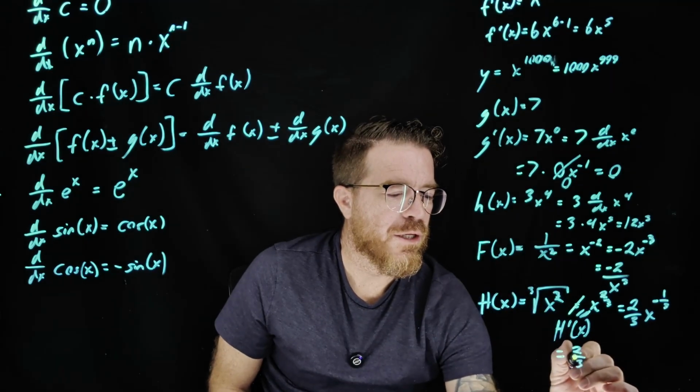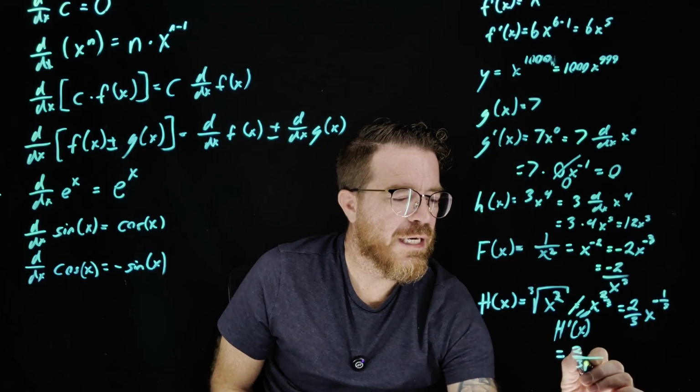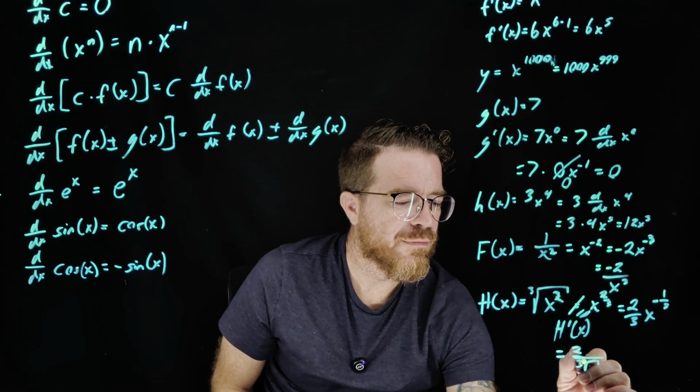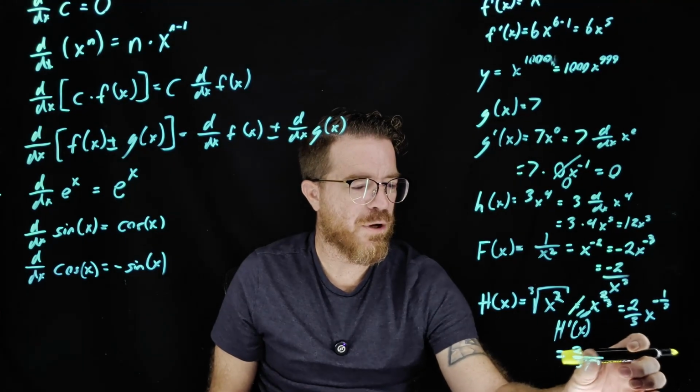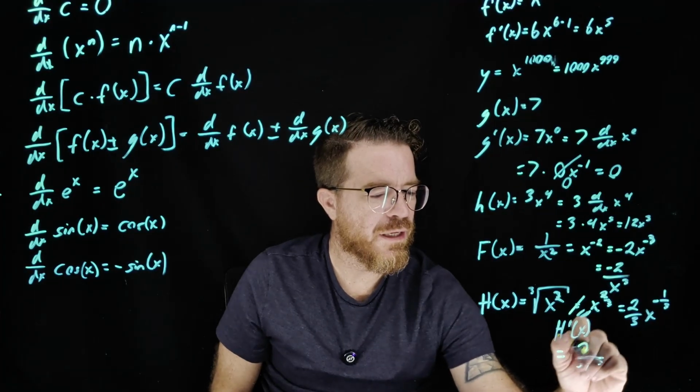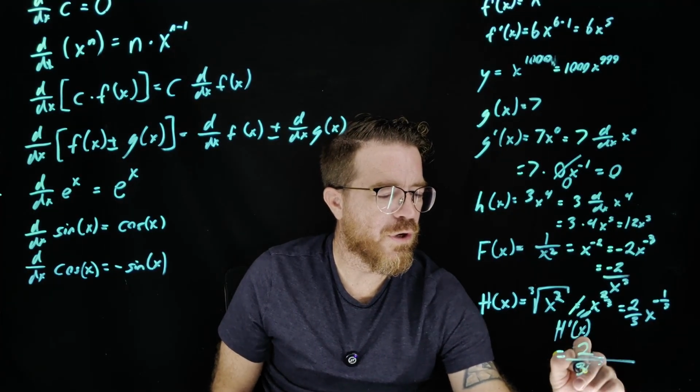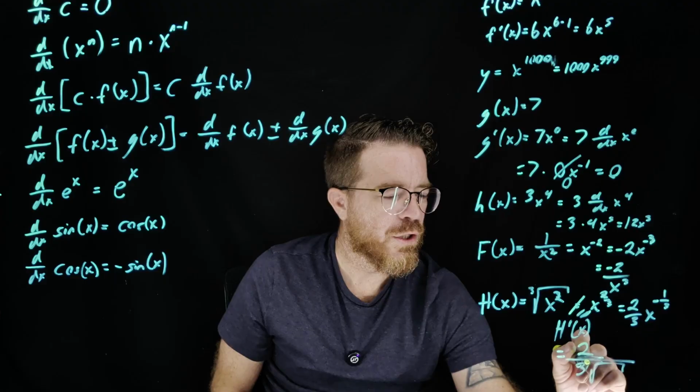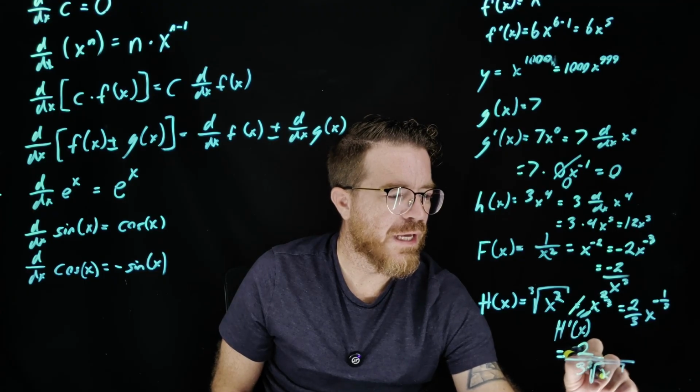So this is going to be 2 over 3 times the cube root. Let me write that because I made it too small. This is going to be 2 over 3 cube root of x.